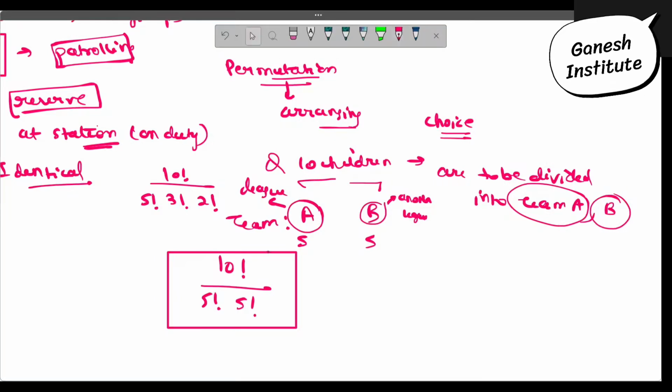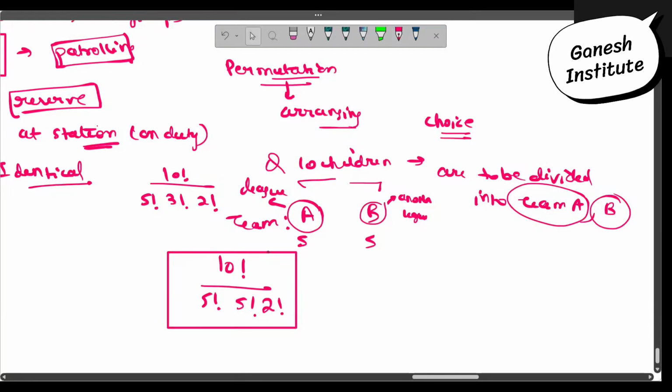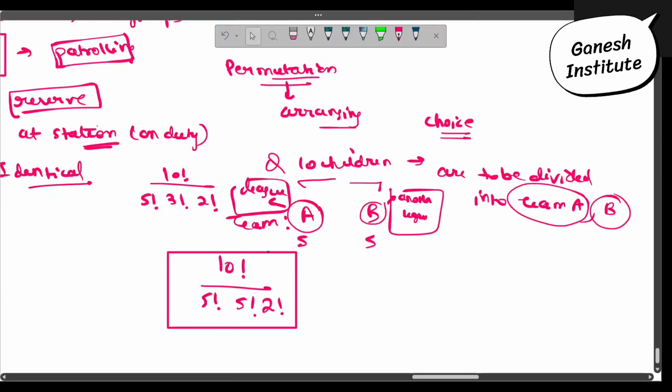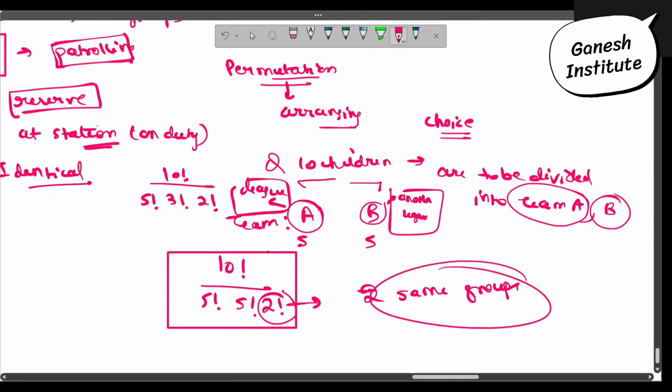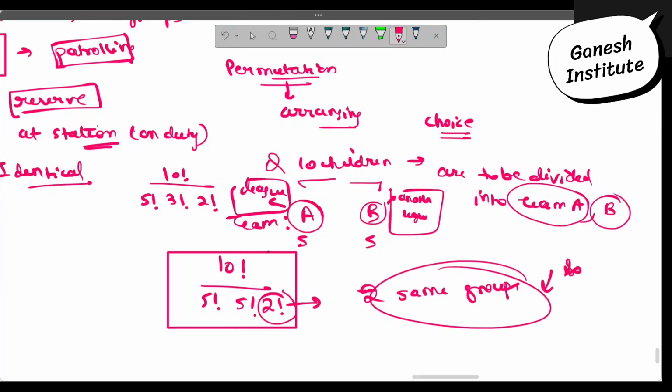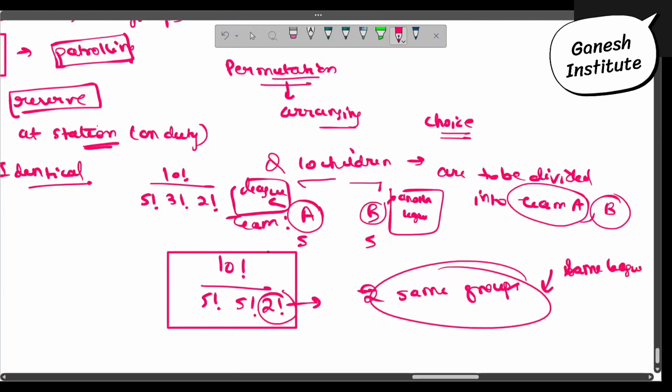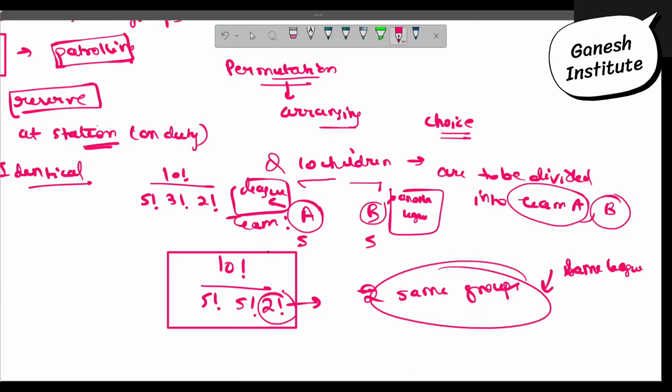So that is also the same. Here in the last question, both of the teams were different because of different leagues. Here there are two same groups also. Anybody can choose anyone, and they are playing for the same league. So intra competition is happening. So that's how we are having two more arrangements. Is this fine?